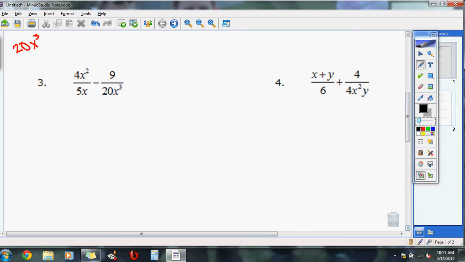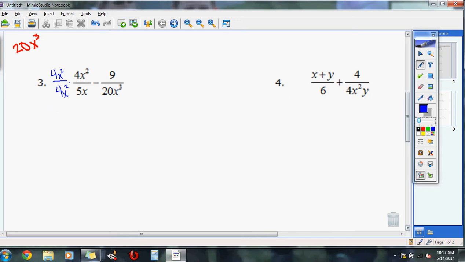Okay, so now what am I going to do? I'm going to carry out and get 20x cubed. Well, if you look at the right side, we already have that. So on the left side, what am I missing? Well, how do I get from 5 to 20? I'm going to multiply by 4. How do I get from x to x cubed? Well, I'm missing 2 x's, so I'm going to multiply by x squared. I'm mathematically not allowed to do that just to the bottom. I have to do it to the top and the bottom to make it mathematically legal, okay?